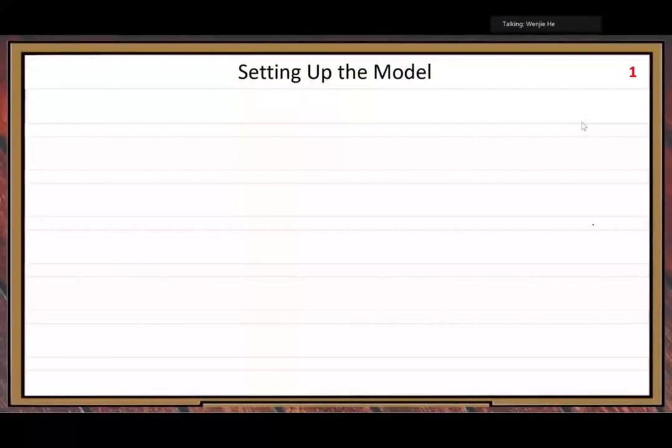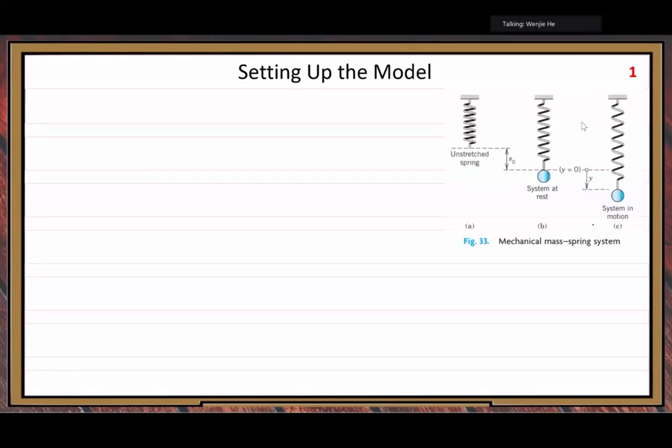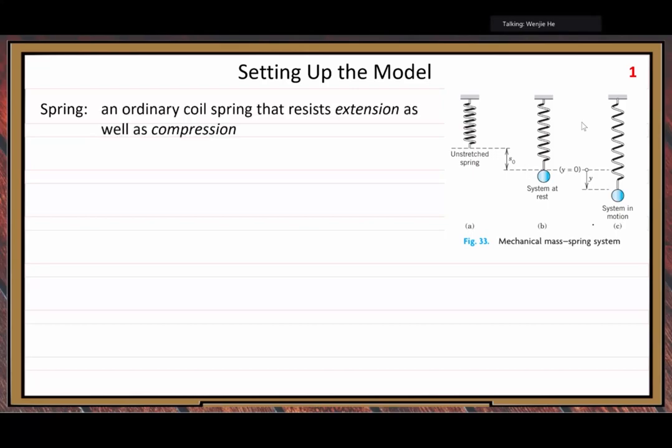Setting up the model. Let's look at the structure of the system. Here you can see a spring with a ball of a certain weight. First, we study the spring.